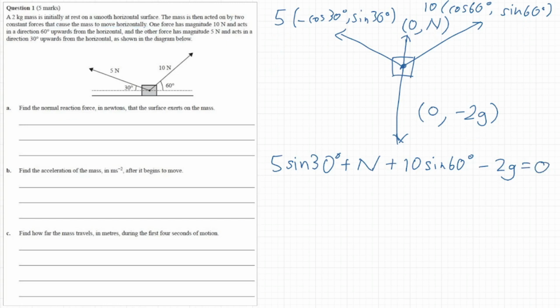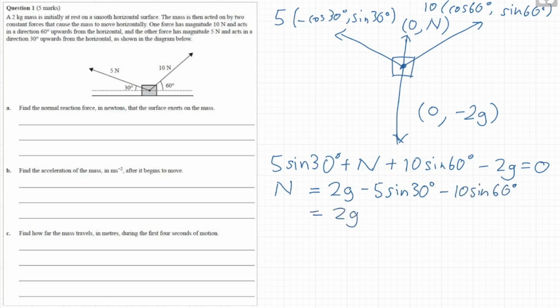So at this point, we can go ahead and rearrange. I want to get N by itself. Everything else goes to the other side of the equal sign, so the signs flip. The negative 2g becomes positive 2g. We get minus 5 sine 30 degrees here, minus 10 sine 60 degrees here.